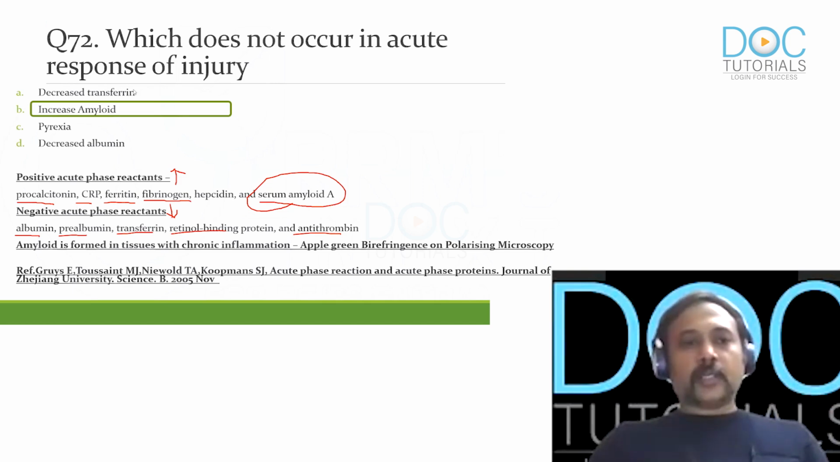So if you look at it here, you will have a decrease in transferrin, because it's a negative acute phase reactant. Pyrexia will be there. Again, albumin is decreased because it's a negative acute phase reactant, whereas amyloid is not going to be increased. You will have the serum amyloid A, which may be increased, but on the other hand, you will find that there will be pyrexia almost always in a scenario of acute response to injury. So that is also one of the factors which is mentioned. So this was the 2005 journal where it was clearly mentioned what are all the things that get acutely elevated and which are not elevated. That was very clearly mentioned in this.